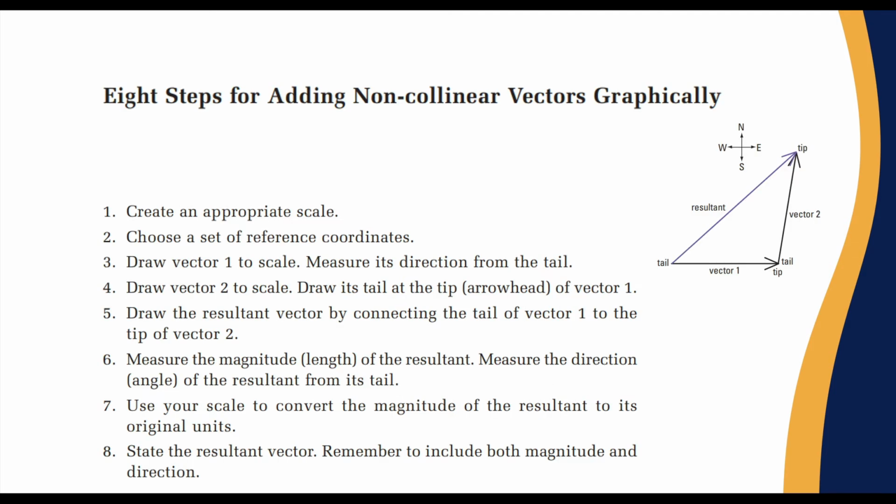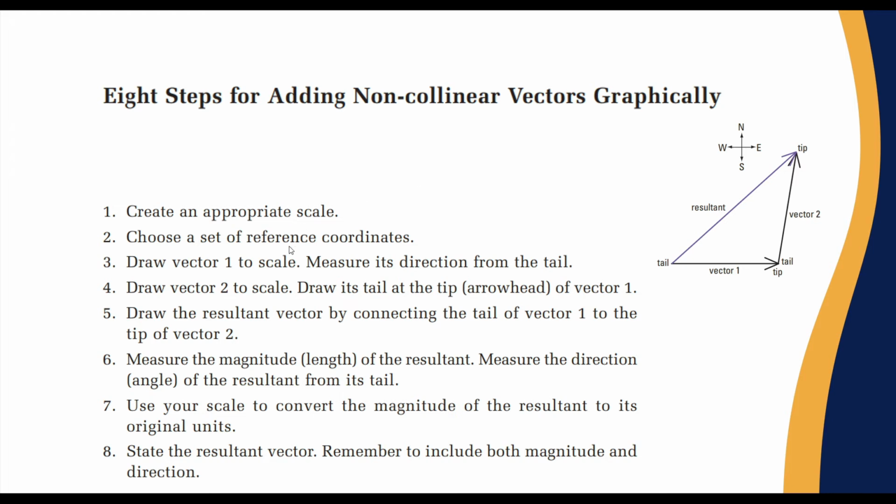So, the steps for adding non-collinear vectors graphically. Either we can solve this kind of problem graphically, or we can solve it algebraically, using math. For graphical, you create the appropriate scale. You have a certain problem telling you vector 1 is going 2 meters to the right and vector 2 is going 3 meters to the left. In this case, you need to create a scale because you can't draw 3 meters on the paper. So you say each meter in the problem equals 1 centimeter on the paper, and so on.